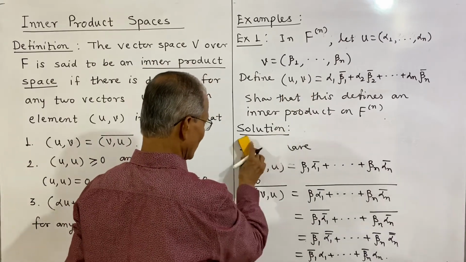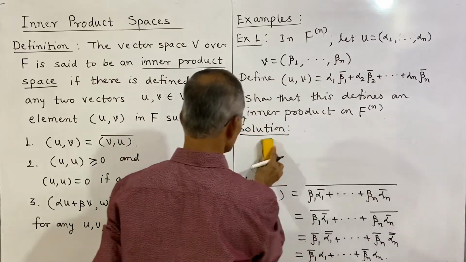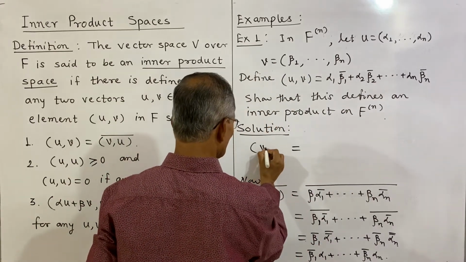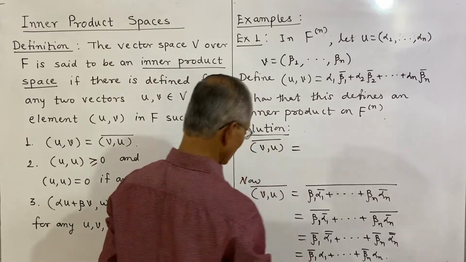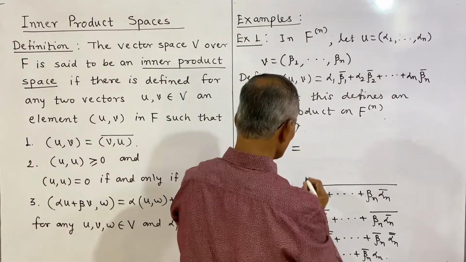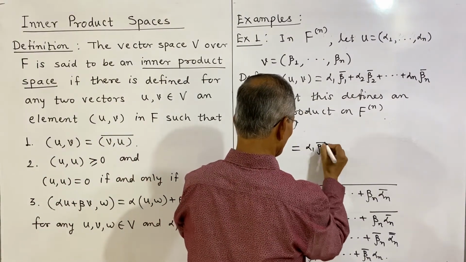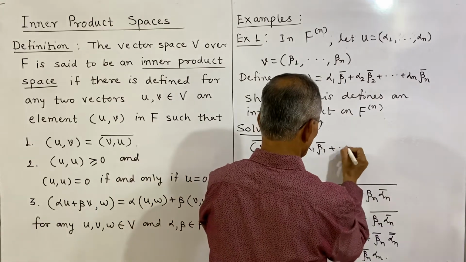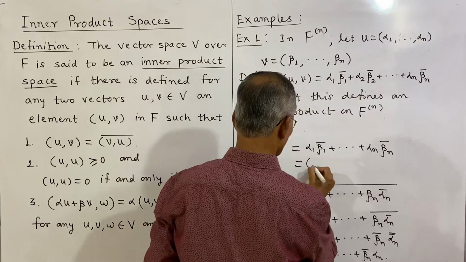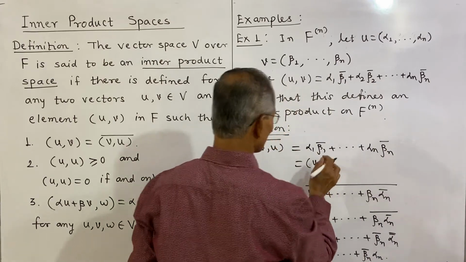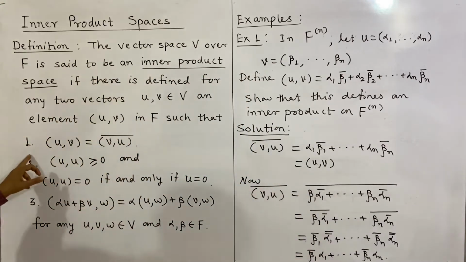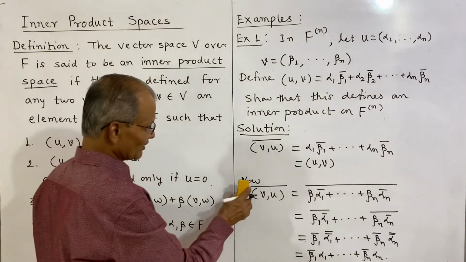And thus we can write this here itself: the conjugate of inner product of v and u is equal to alpha 1 conjugate of beta 1 plus alpha n conjugate of beta n, which is the same as inner product of u and v, and thus the first property is verified. So we have verified the first property.